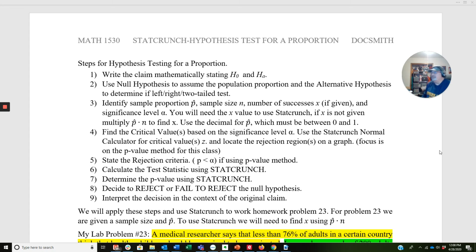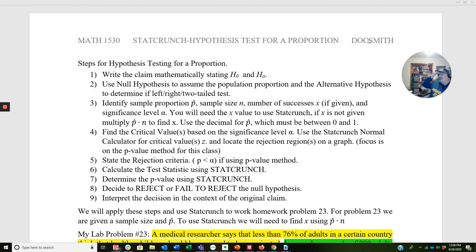Received several emails from folks that were struggling with problems 23 through 26 in the homework. This video will address all of those questions. Remember, we're going to use StatCrunch to do hypothesis tests for a proportion. I'm going to work through question 23 here, and this should give you what you need to finish.